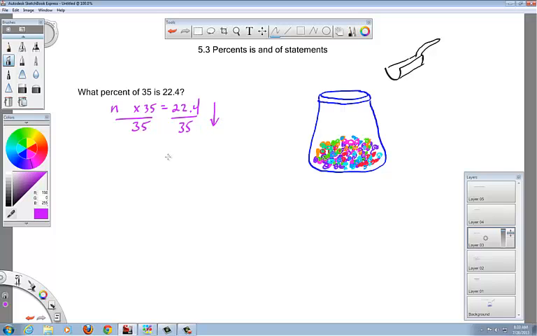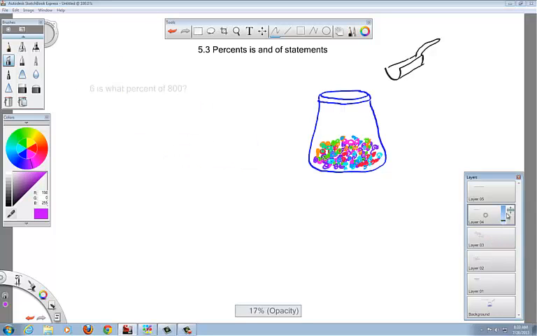And when you do, you will get 0.6. Okay, do over. Let's erase that. 0.64. But it asks you what percent. So this is a decimal here. We need to change this to a percent by moving it 2 places to the right. So this becomes 64%. So if you scoop out 22.4 marbles out of 35, that's 64% of the marbles.